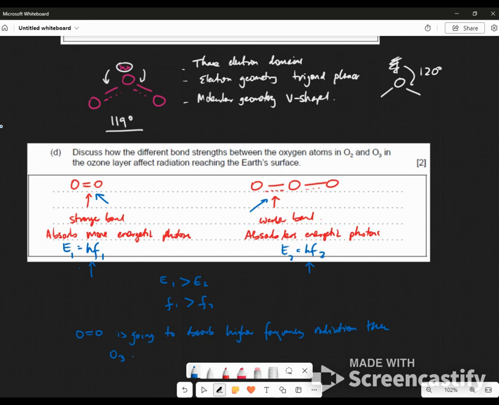Now, obviously, the greater the frequency, the wavelength is going to be less, isn't it? So the wavelength absorbed by ozone is lambda 2 and by oxygen lambda 1. As the frequency increases, the wavelength decreases. So oxygen is going to absorb lower wavelengths than ozone. Okay, I think that makes sense. I hope it does anyway. Right, let's have a look at the next question.